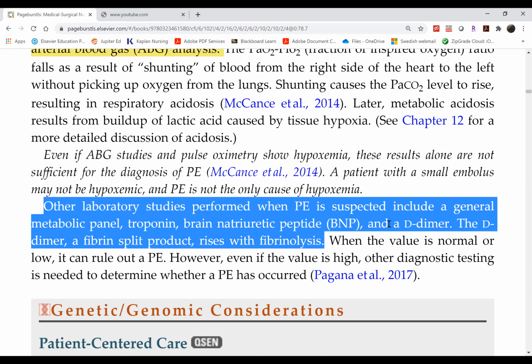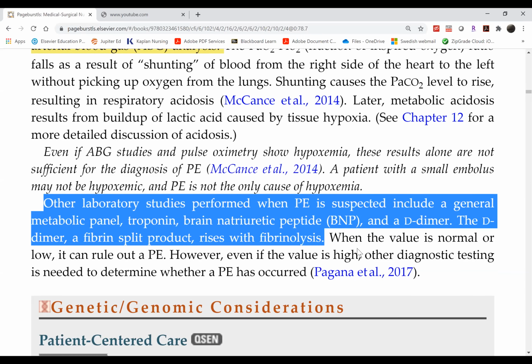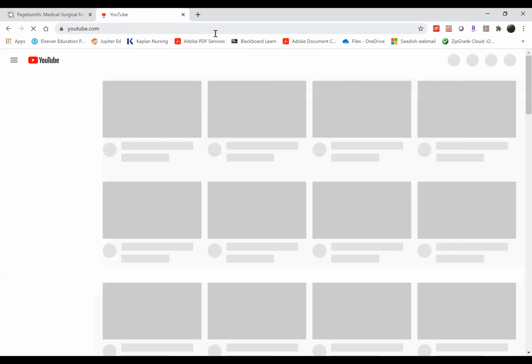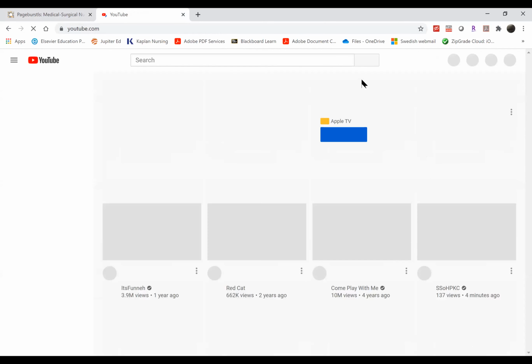And then finally, we have a D-dimer. D-dimer is a fibrin split product. This is a result of fibrinolysis. Now, before we go any further, let's review your clotting cascade.